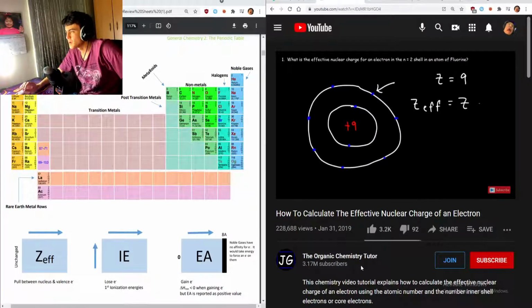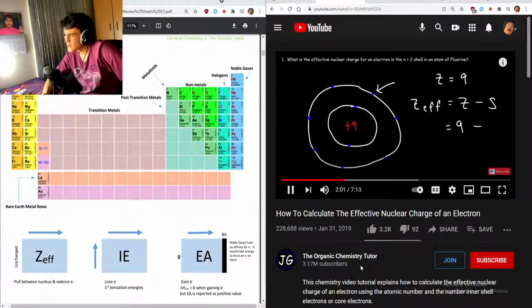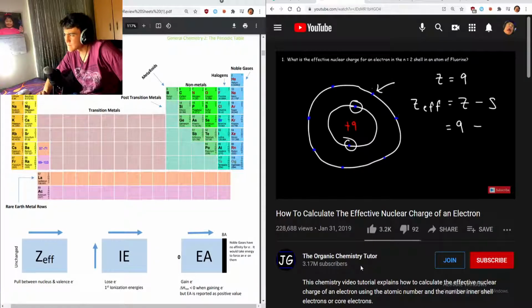I'm confused. The number of protons in the nucleus, Z, minus the number of inner shell electrons, or core electrons. So there's 9 protons in the nucleus, that's the atomic number, and there's only 2 inner shell electrons with respect to this one. So those 2 electrons that I've just highlighted here, they shield this electron from the nucleus, thus reducing the effective nuclear charge. So it's 9 minus 2, which is 7. So that is the effective nuclear charge on an n equals 2 electron.